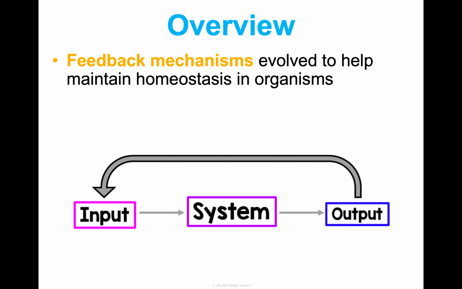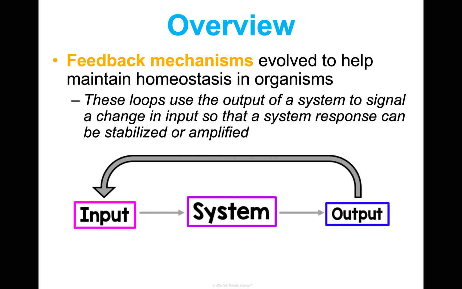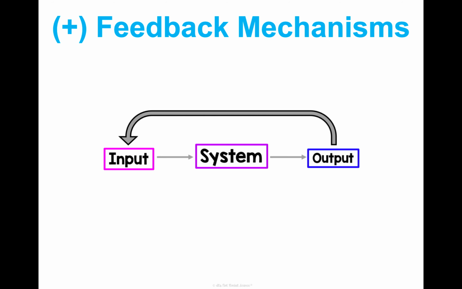Feedback mechanisms have evolved over time, and that is how organisms maintain homeostasis. We look at them kind of as loops. These loops use the output of our system, and then those outputs signal what's going to happen in the input, what's going into that system, so that the response is then either going to stabilize a system or amplify a system. And we classify or categorize these feedback mechanisms as positive or negative.